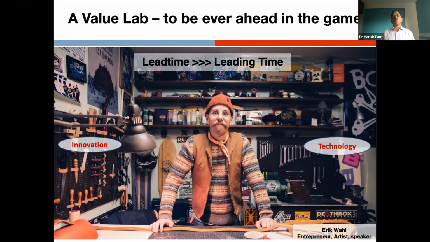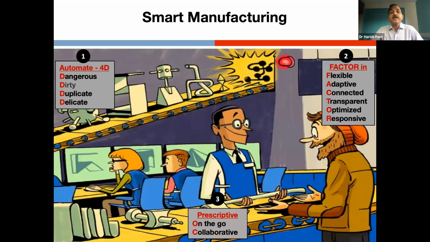and you be ahead in the game. And how can we do it? Be very innovative and imbibing the latest technology day in, day out. Smart manufacturing, again, people say automate 4D. Whatever is dangerous, dirty, duplicate, and delicate has to be relegated to automation.